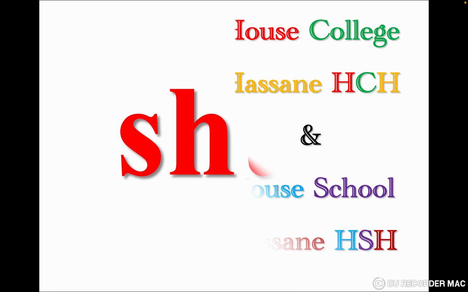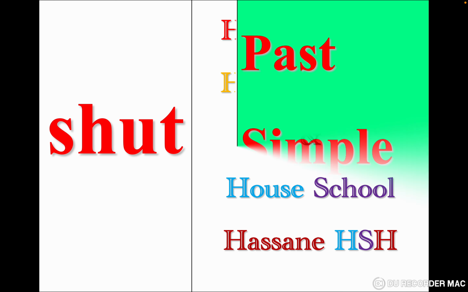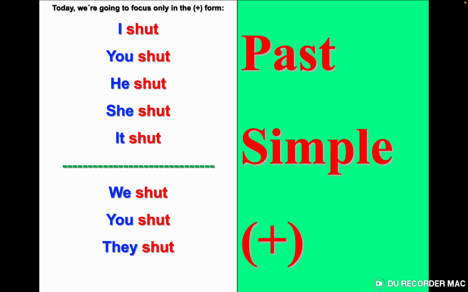Shut doesn't change. The same as I said with cat, with let, with put, now with shut. What's the difference between this past simple and present simple? The problem is just with he, she, it. If you find he shut without s, you know that it's past simple. If it is with s, it's present simple. Let's practice this verb. I shut, you shut, he shut, she shut, it shut, we shut, you shut, they shut.